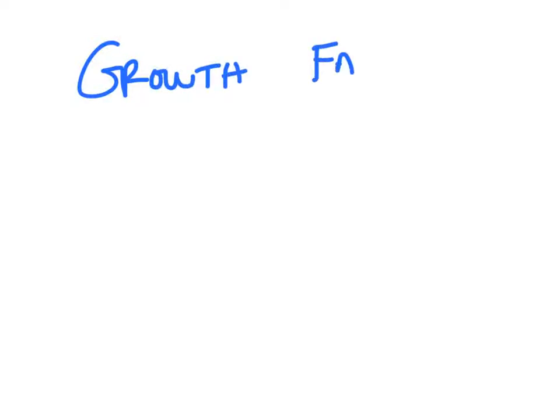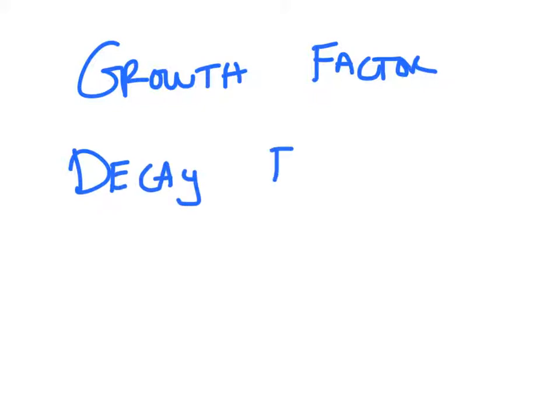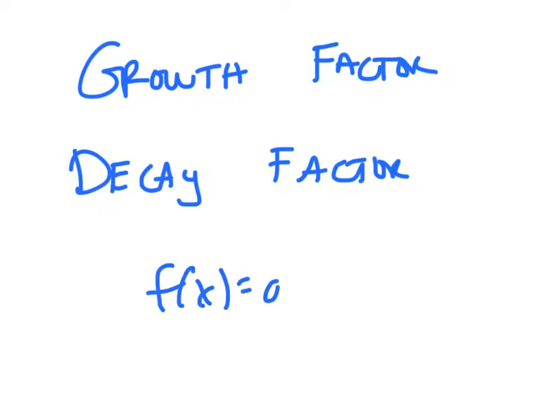Now, what I want you to do, I want you to look at growth factors and decay factors. There are 6 graphs that I want you to look at on the next page. On those 6 graphs, I want you to determine what makes a growth factor and what makes a decay factor. Okay? How can you determine the difference between growth and decay given the equation f of x equals ab to the x? Which one gives you a growth and which one gives you a decay? Go ahead and figure that out now.